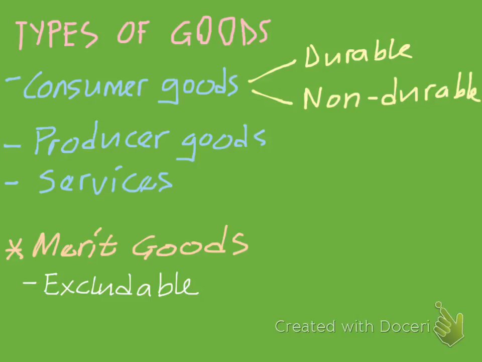Merit goods may include training, insurance, health services, educational services. Another characteristic of merit goods, they are subject to rivalry.